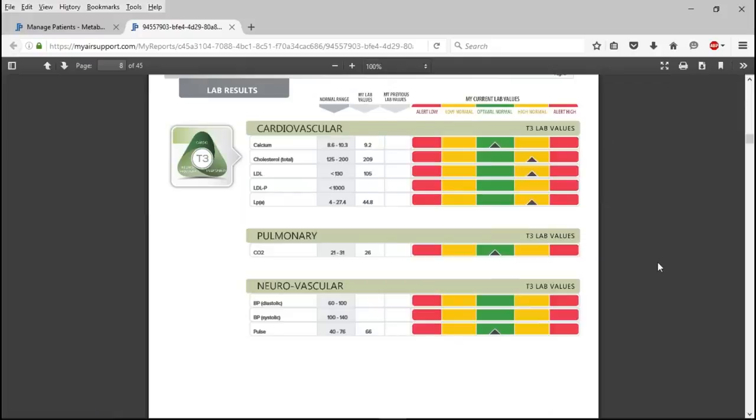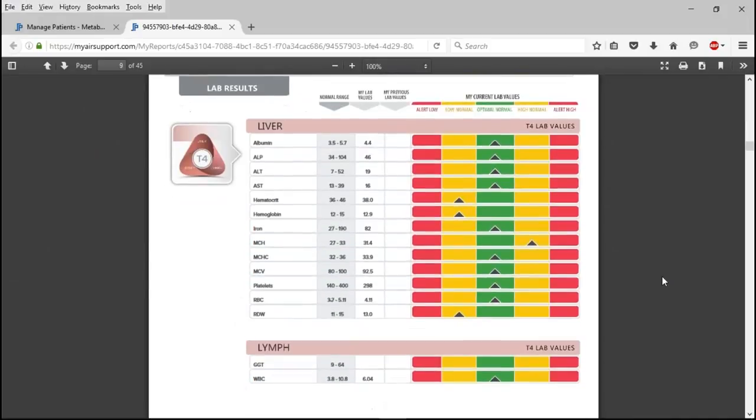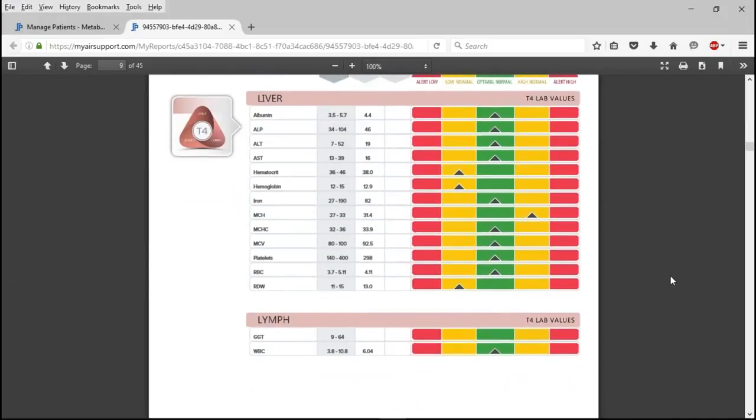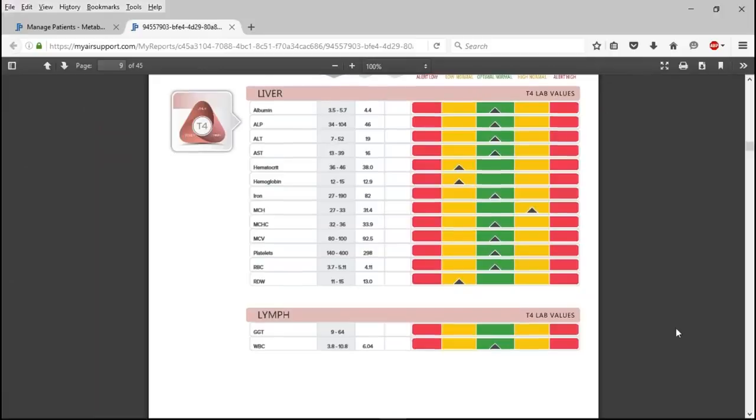For triad 3, cardiopulmonary neurovascular, you can see her cholesterol and LDL were slightly elevated, nothing I would get too excited about. Her LPA was markedly high at 44.8. That could be genetic, not really sure, but the rest of her markers were normal in triad 3. And then in triad four, slightly subpar hemoglobin and hematocrit. Remember, her ferritin was low. RDW looks to be slightly underfunctioning, but no big deal. Keep scrolling.